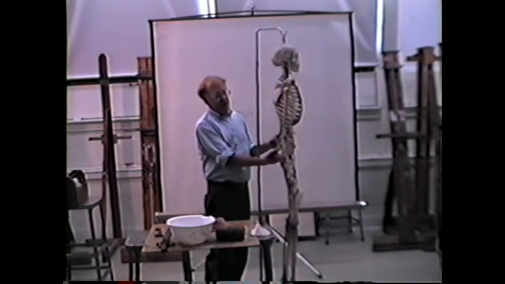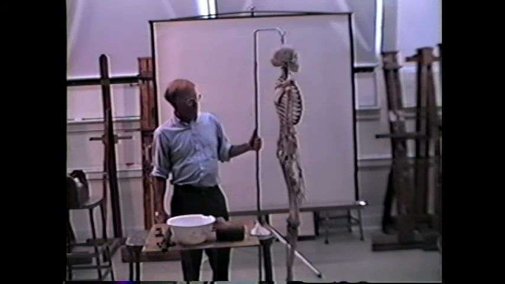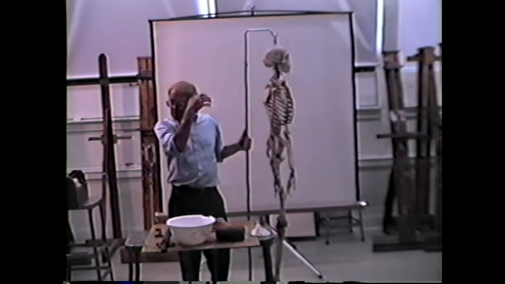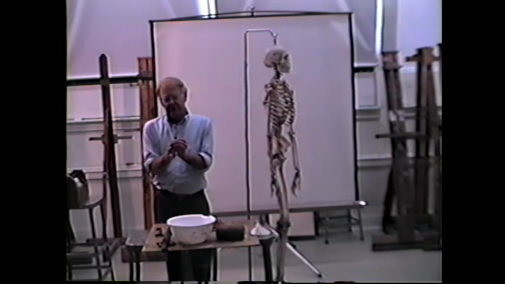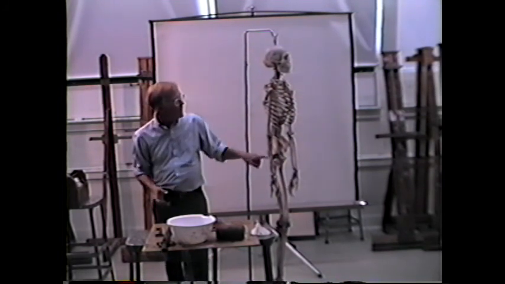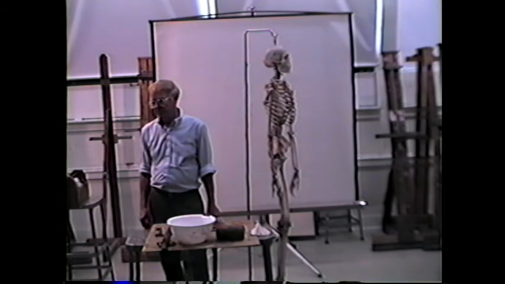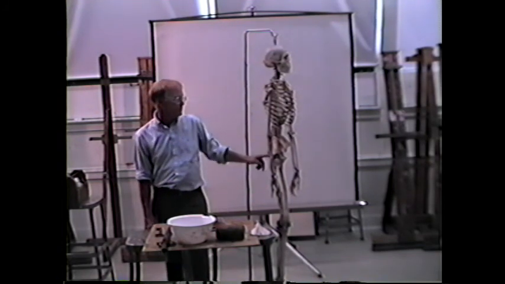This socket is called the acetabulum. It means vinegar cup. Apparently, in antiquity, in the late Middle Ages, there were little cups that looked something like this socket, hence the name. It still lasts. They call it acetabulum today.